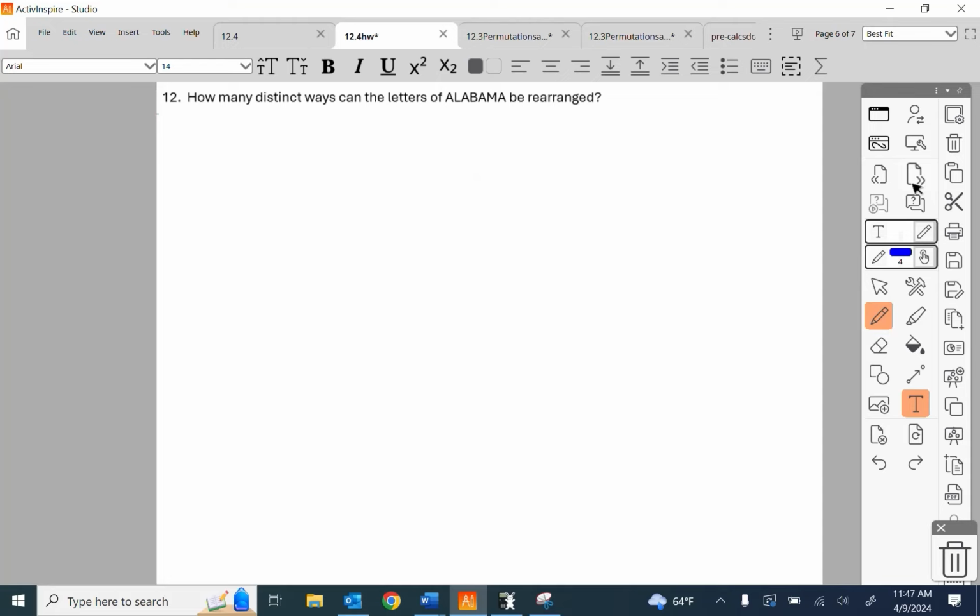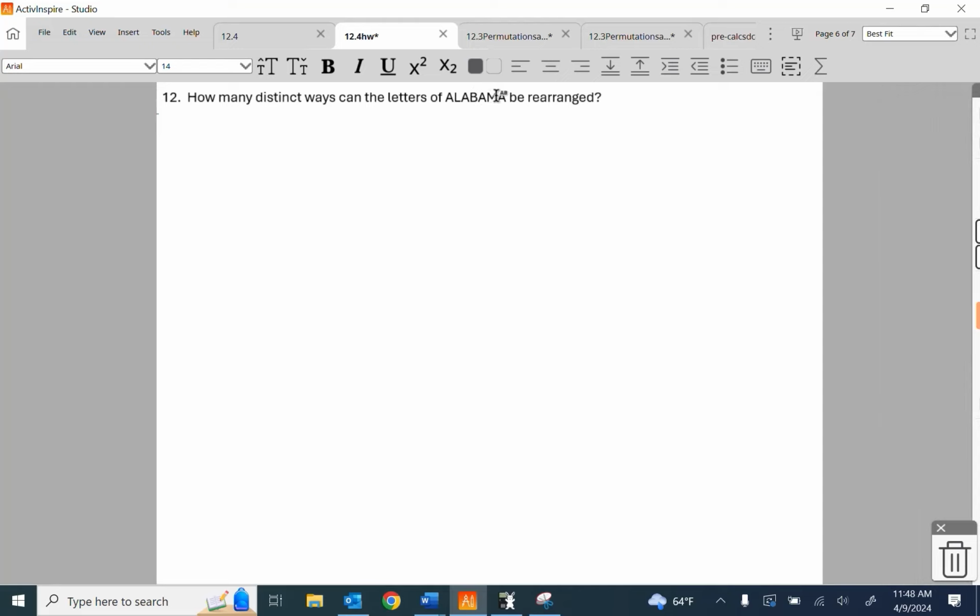How many distinct ways can the letters of Alabama be rearranged? I kind of wish I had some more time to explain why these work the way they do, but it's pretty simple. We're just going to count the number of letters here. Alabama has what? Boy, I'm tired. 7 letters? That's if we think about non-distinct. 7 non-distinct letters.